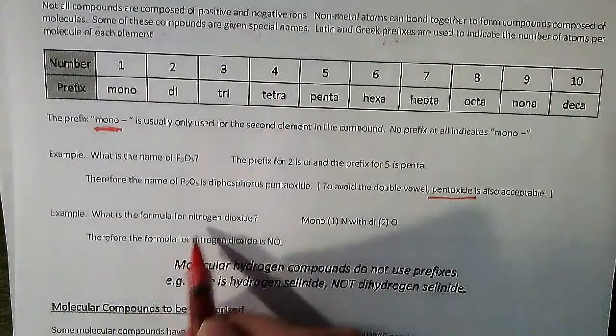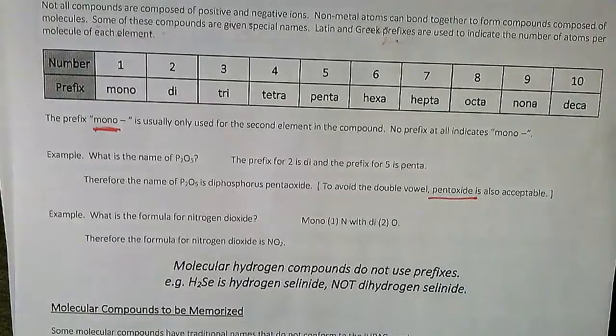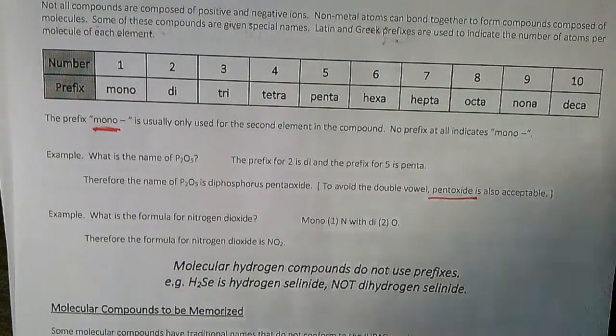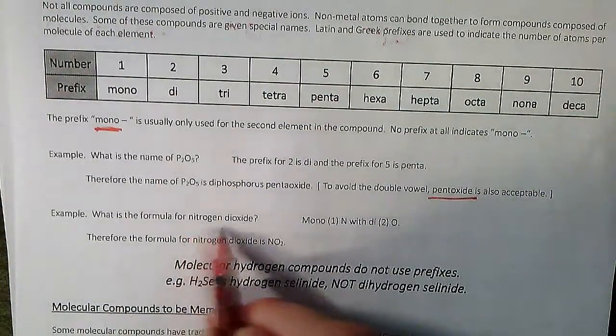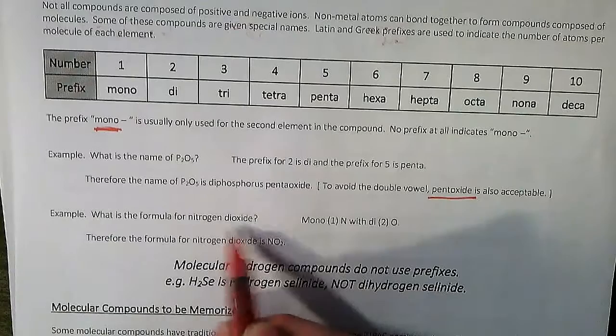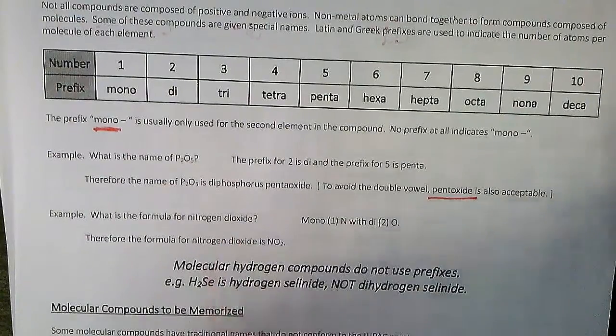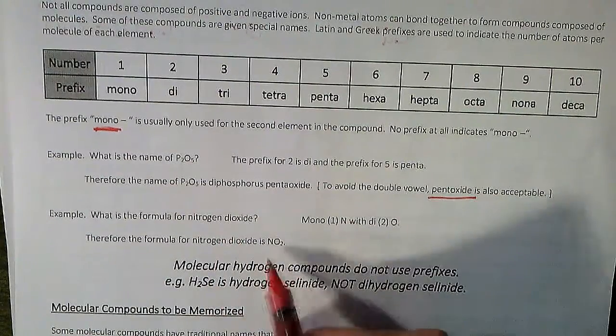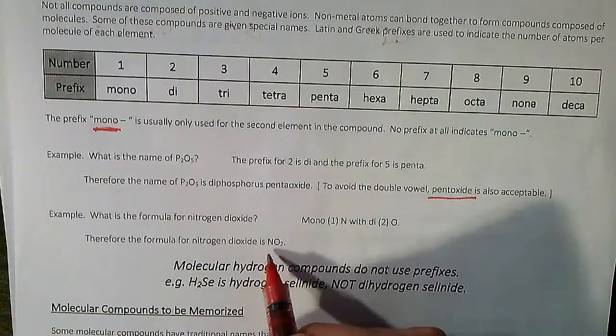All right, so what about nitrogen dioxide? What would the formula for that be? Well, nitrogen doesn't have a prefix, so that's a clue to us that there's just 1 of it. And oxygen has a prefix of di, which means there's 2 oxygens. So the molecular formula would be NO2.